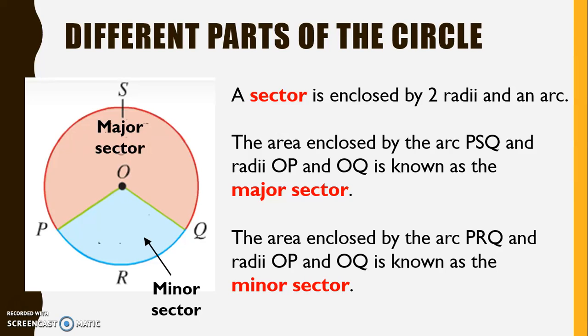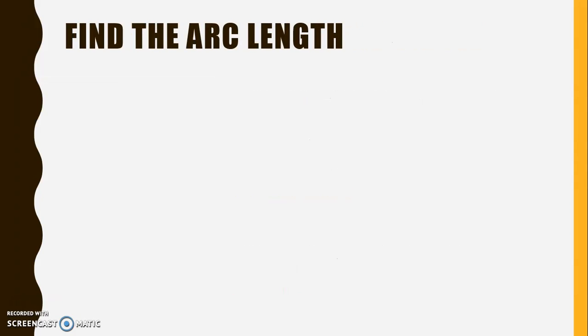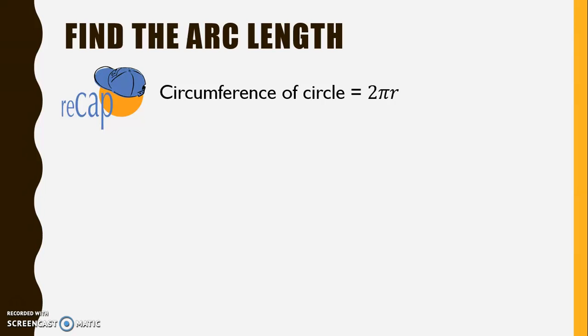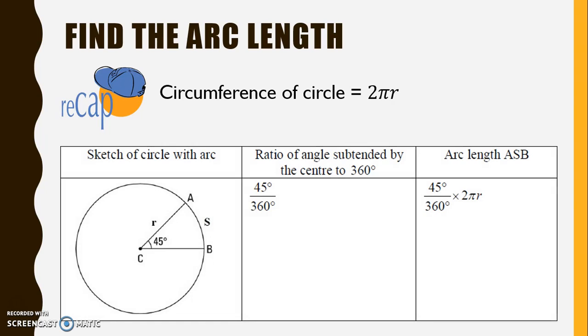Let's move on to the next main part of this e-learning, which is to find out what exactly the arc length is. To find this out, we are going to make use of knowledge from earlier, which is to find the circumference of the circle. The circumference of a circle can be found by the formula 2 pi r, or pi times diameter.